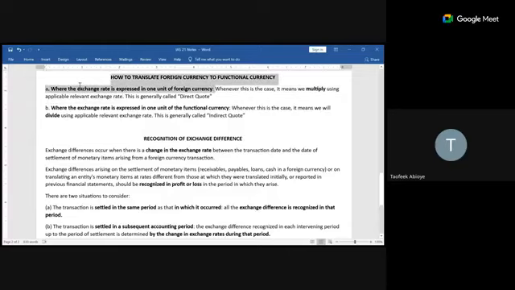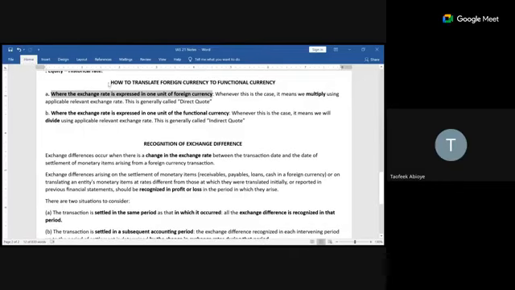If you look at the question now, you see that it is foreign currency that is in 1 unit. What is foreign currency? Dollar. Dollar is a foreign currency. So in this case, we will multiply. It is very, very straightforward. Just look at your question. Which one has one beside it? Is it foreign or functional?